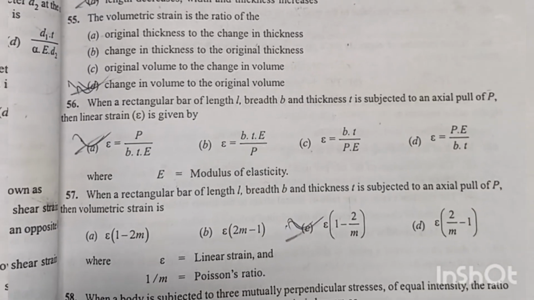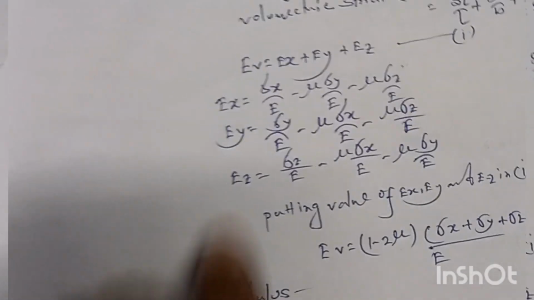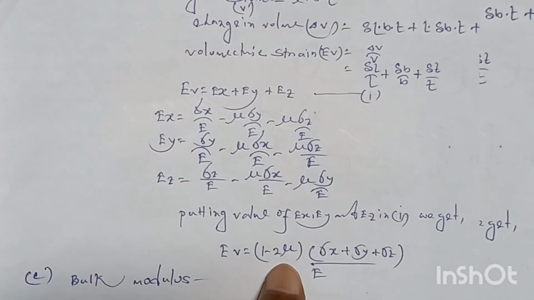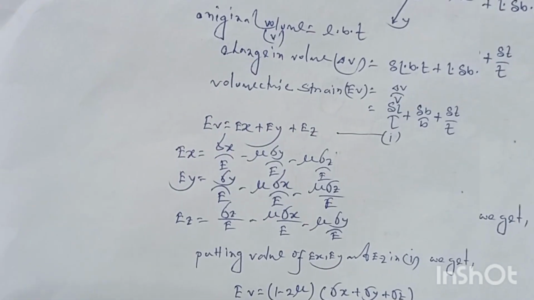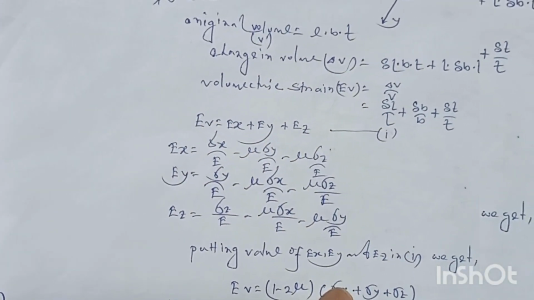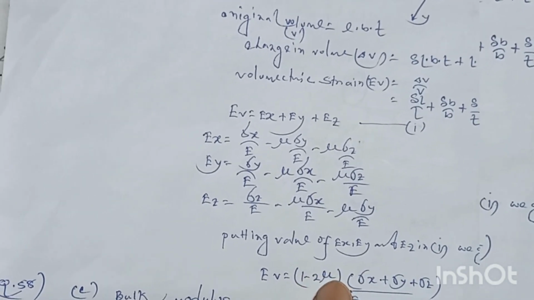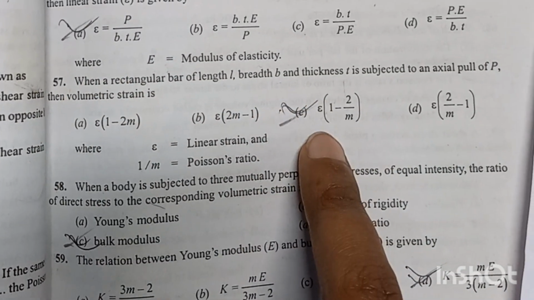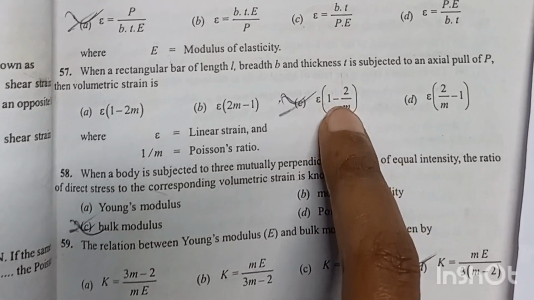Next question 57. When a rectangular bar of length L, breadth B and thickness T is subjected to an axial pull of P, for this body the volumetric strain will be 1 minus 2 mu into sigma x plus sigma y plus sigma z divided by E. E is the Young modulus of the material, sigma is the corresponding stress in the corresponding direction, and mu is the Poisson ratio of the material or body. For question number 57, option C is correct answer. Epsilon, the normal strain, into 1 minus 2 by m. Mu is 1 by m.